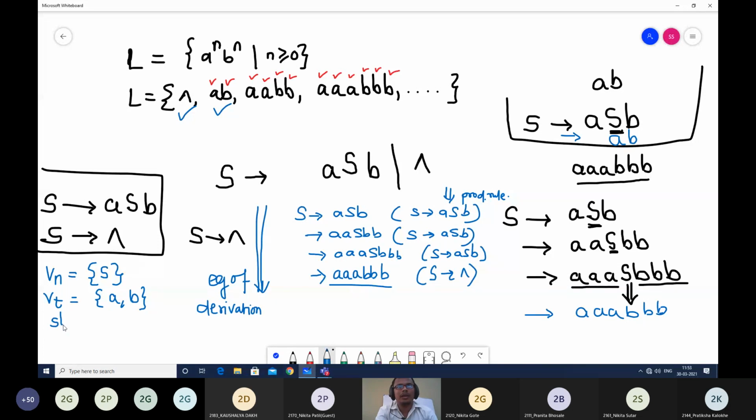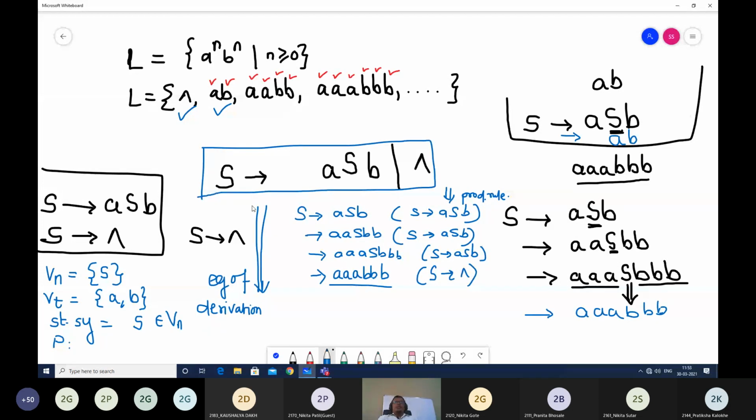What is the starting symbol of our grammar? It is S, which belongs to Vn. And what are our production rules? These are our production rules. Is the example understood? A raised to n, B raised to n, where n is greater than or equal to 0? Yes, students. Yes, sir.